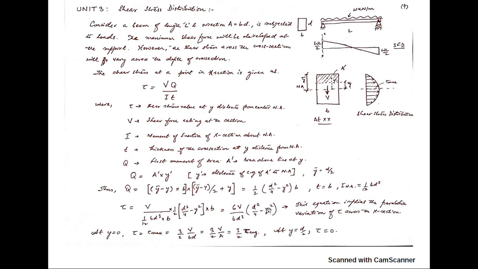So what you have to do now is just put the values. At y equal to 0, what are you going to get? At y equal to 0, that means at the neutral axis, y will be 0, that means you are here, and y will be maximum, meaning d by 2.